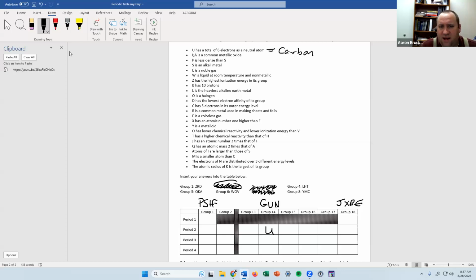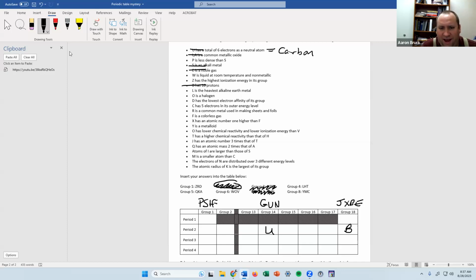We're told that S is an alkali metal. That doesn't really help us. We're told E is a noble gas. Also doesn't really help us. We've already deduced that. Let's look for some other ones here. Okay, B has 10 protons. Well, 10 protons would be atomic number 10. That's neon. So neon is right here. So we've got that one figured out.